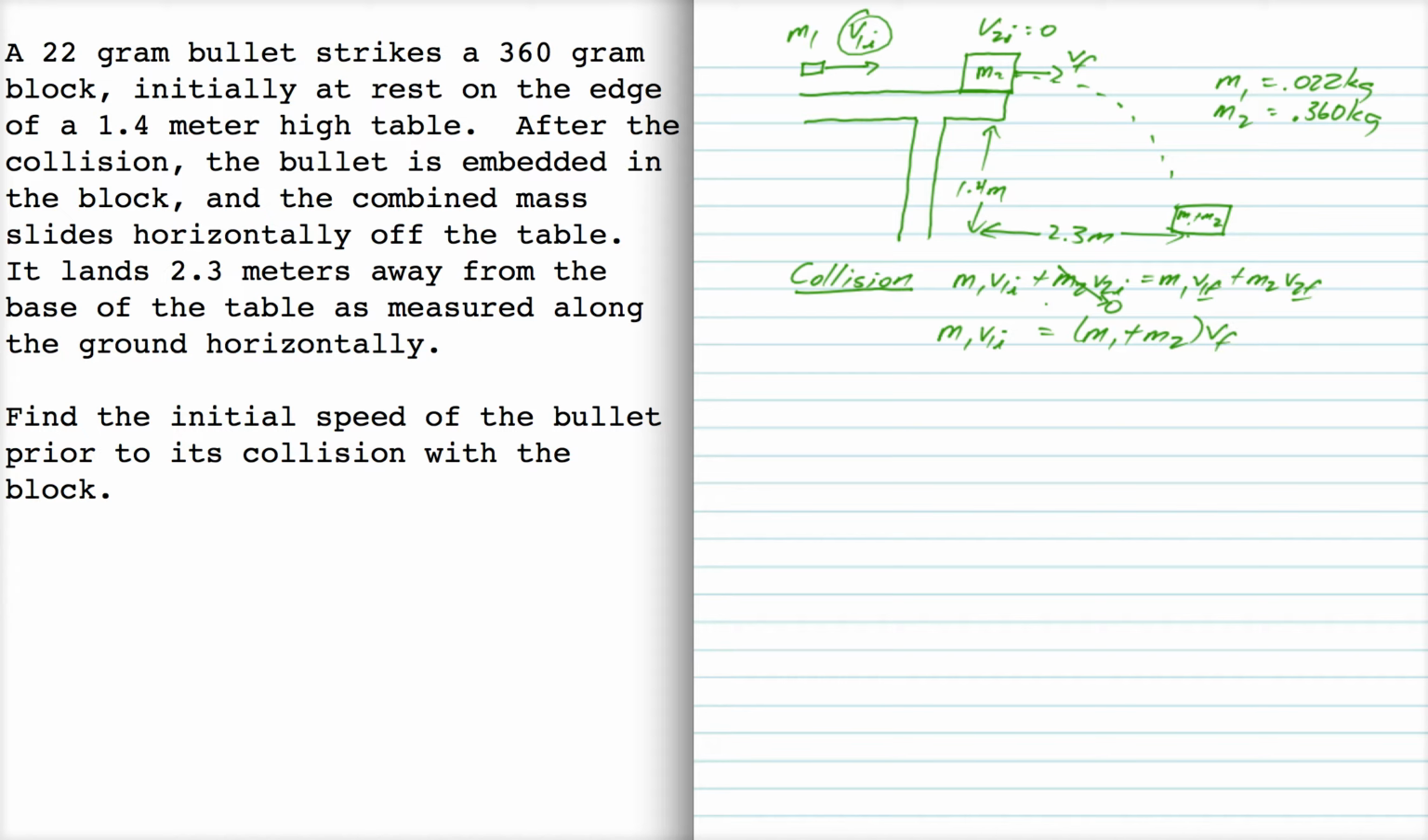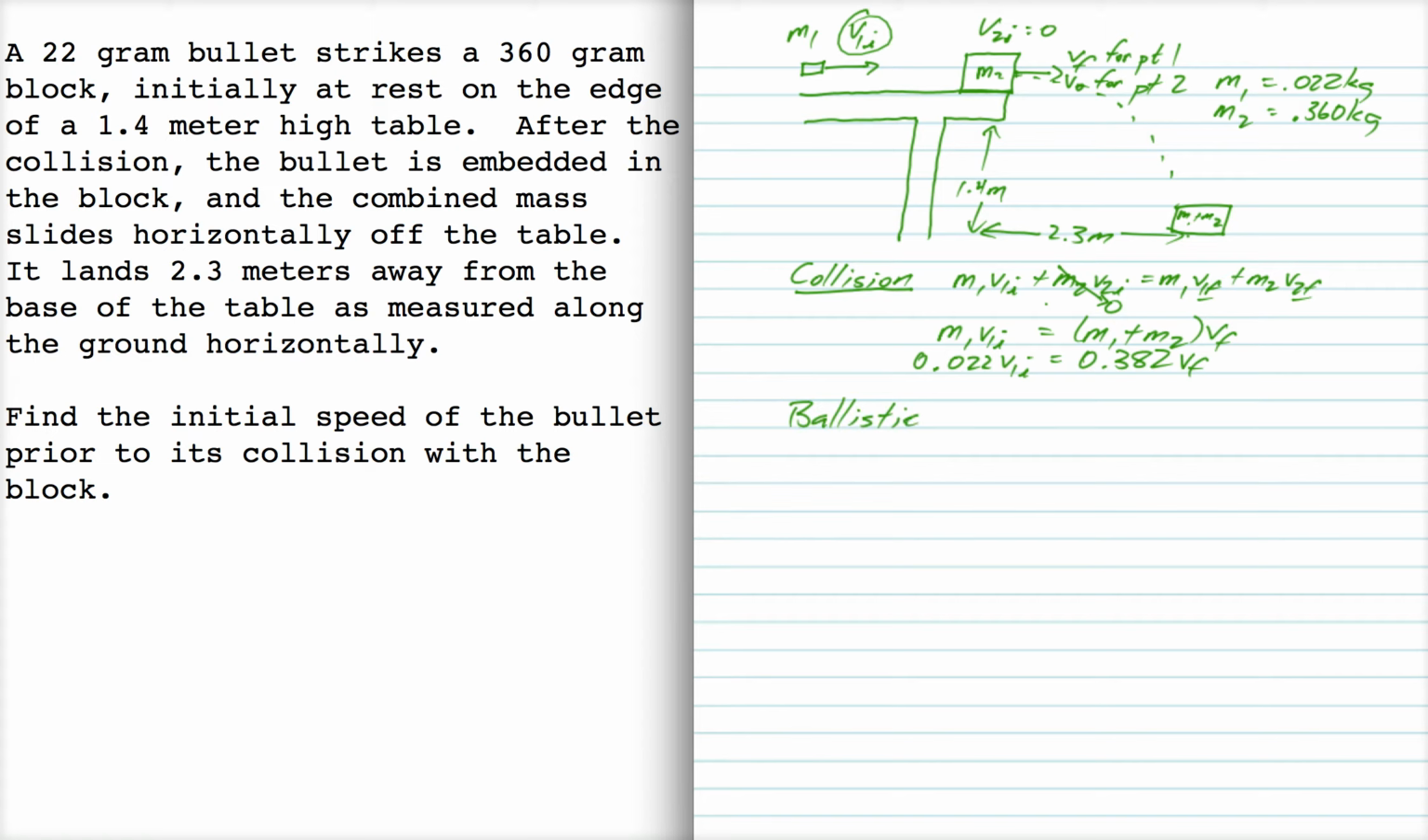The final velocity after the collision, VF for part 1, is V0 for part 2, right? Final velocity for part 1 is equal to the initial velocity for part 2. This is done here except for, well, I've got 0.022 V1I is 0.382 times VF. So I can't solve this, so I'm going to leave it.